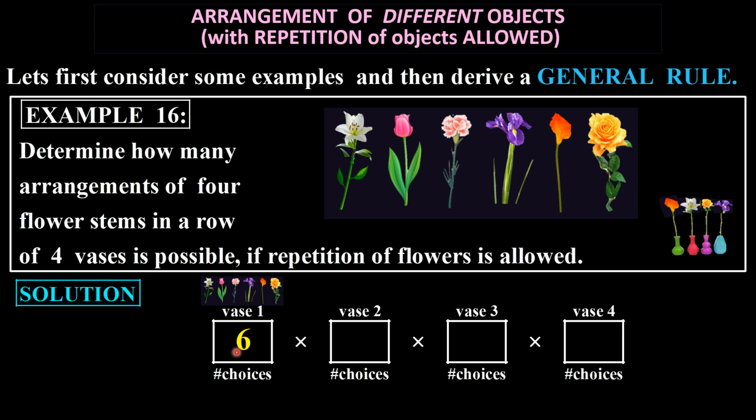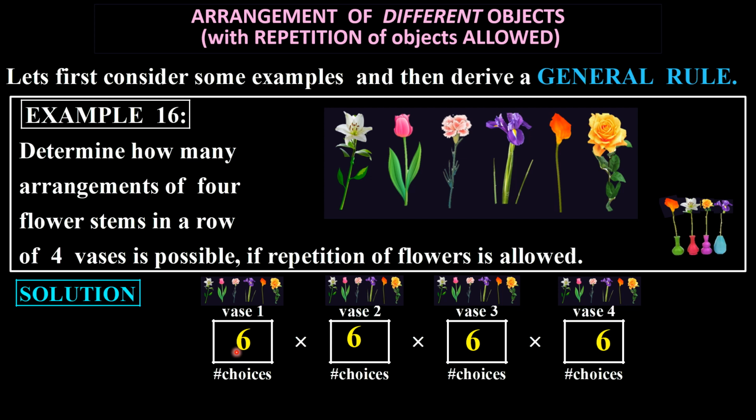Then next, they say repetition is allowed. So in other words, for the second vase, I can put any of those 6 flowers in again. And the same with the third vase, I can put any of the 6 flowers in there as well, right? And for the fourth one, I can have any of the 6. So we actually have 6 times 6 times 6.